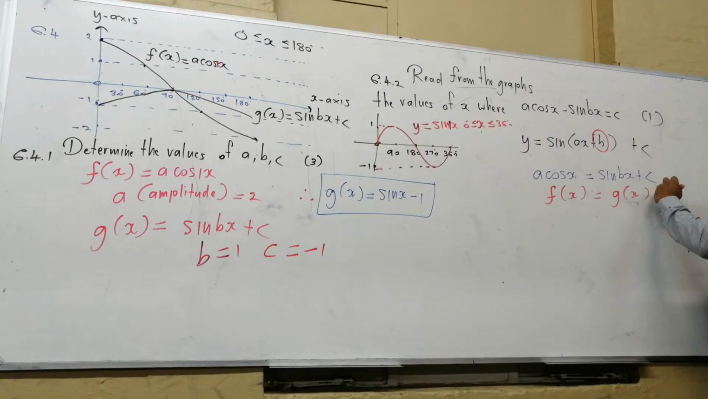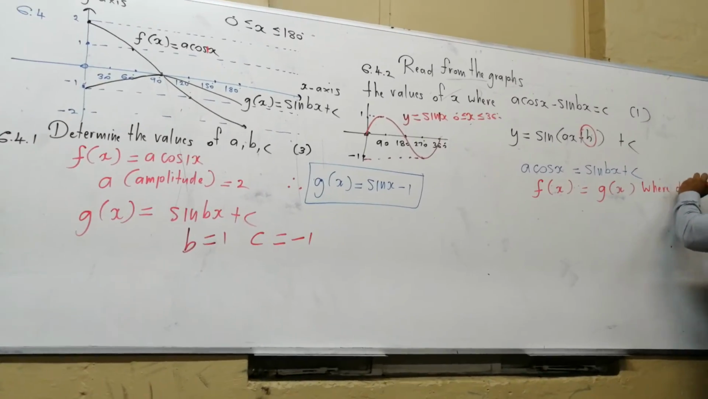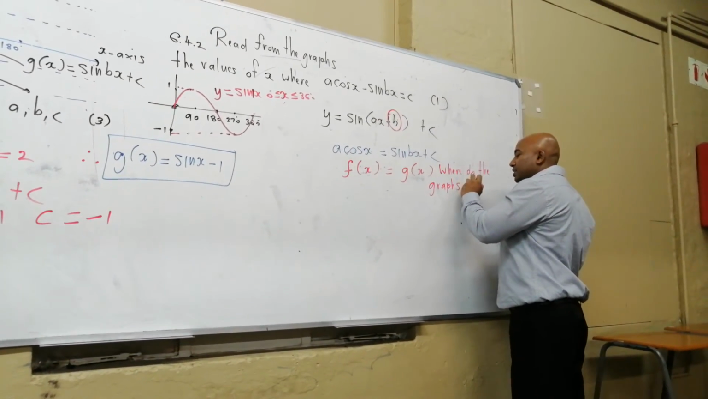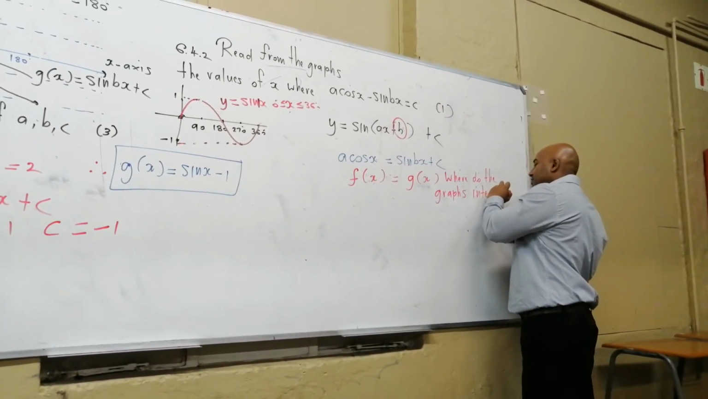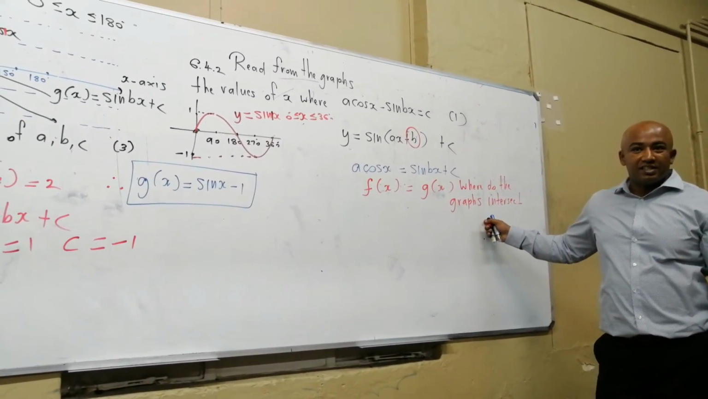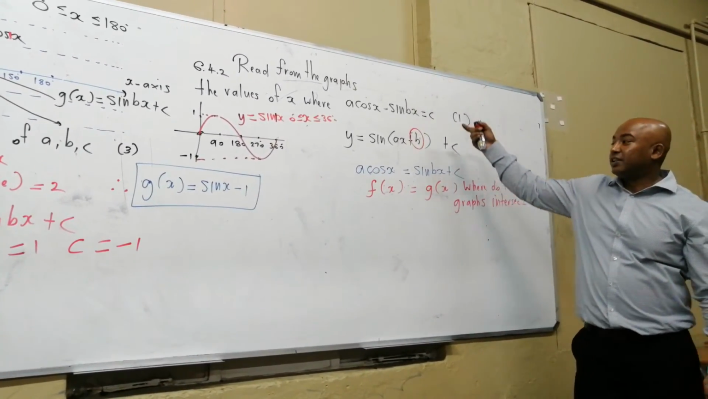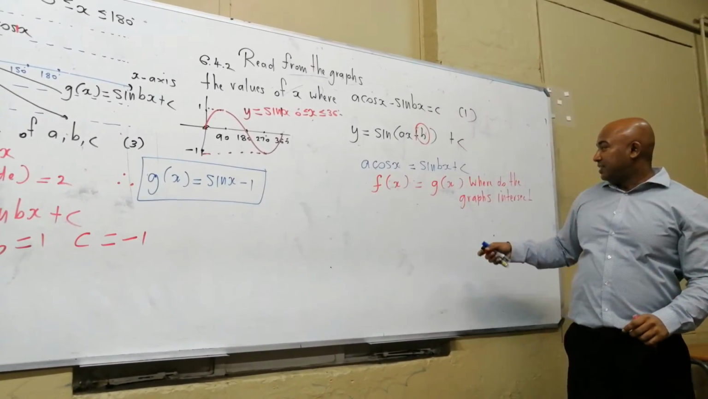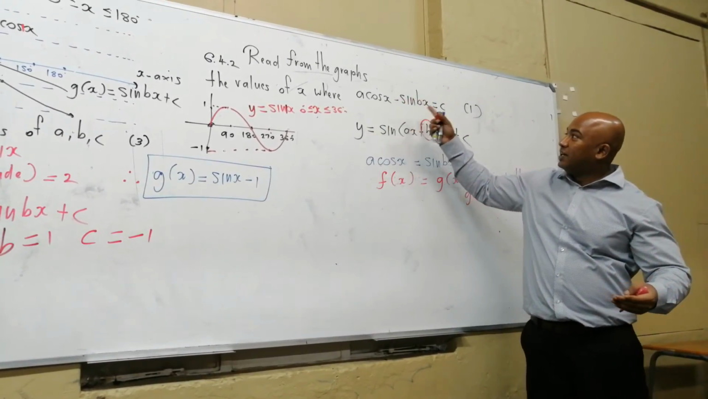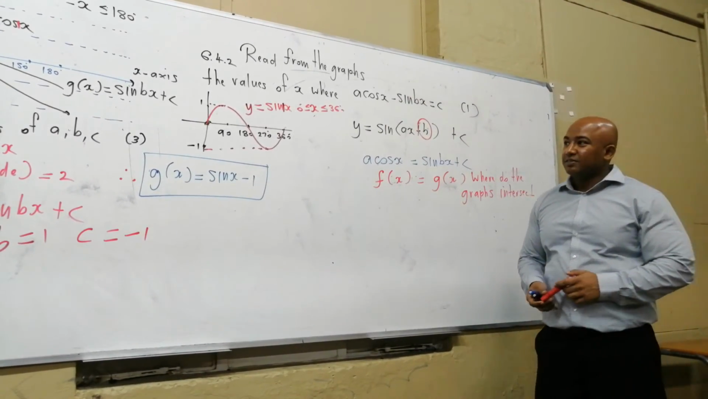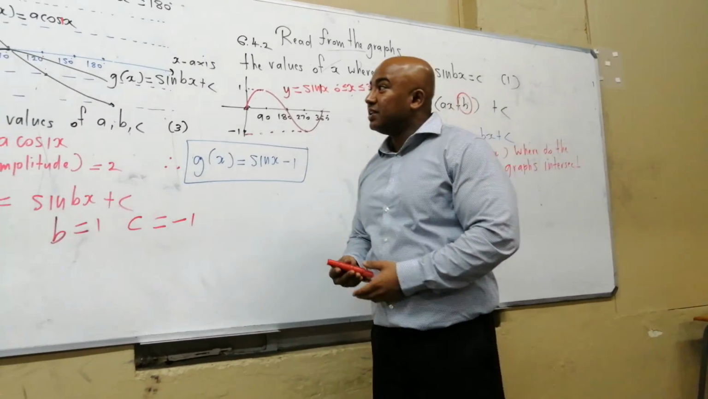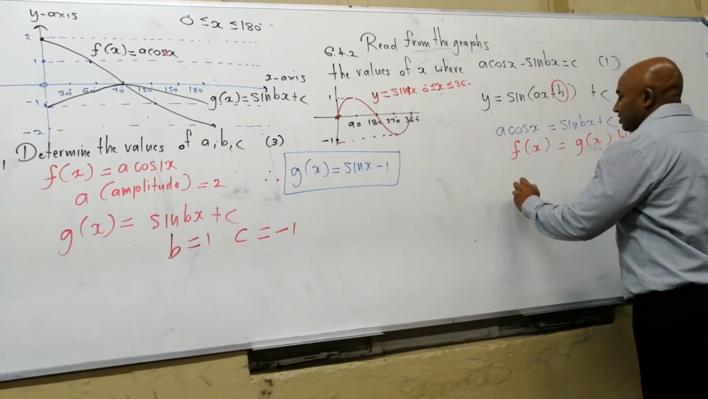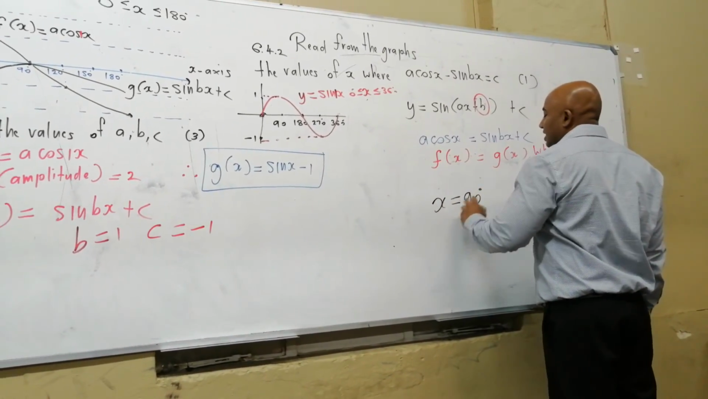That means where do the graphs intersect? They could have just asked you, where do the graphs intersect? Okay, but they asked you in this way. They could have asked you, where is f of x equal to g of x? But they did not. They asked you, where is a cos x minus sine bx equal to c? Now, there's only one place the graphs intersected. Where is it? At 90 degrees. So, x must equal to 90 degrees.